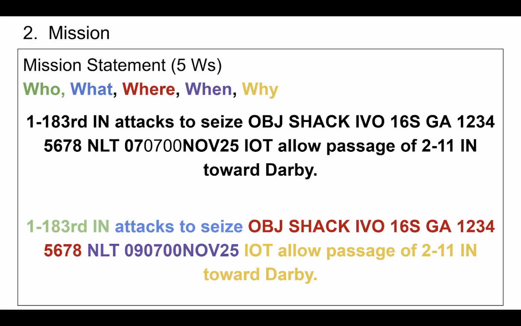And then this is broken down. So the who, the 183rd, what, attacks to seize, where, the objective and grid, when, no later than that date time group, and why, in order to allow passage of the 211th Infantry toward Derby. That's all it is. That is the entire paragraph. And you repeat that twice. If it's a platoon operations order, it will be first platoon, attacks to seize, blah, blah, no later than blah, blah, in order to do whatever the company's trying to do.